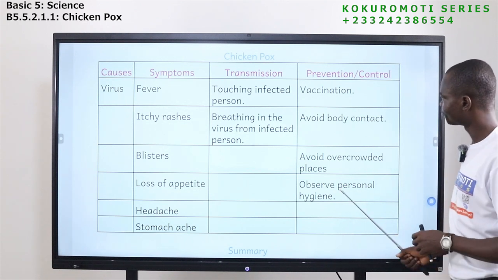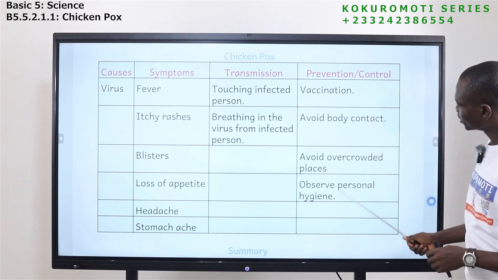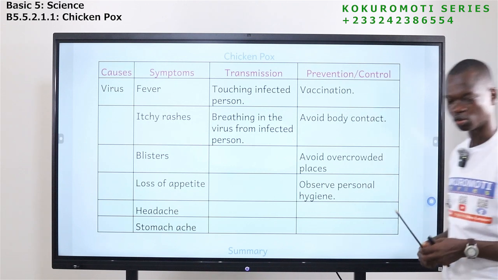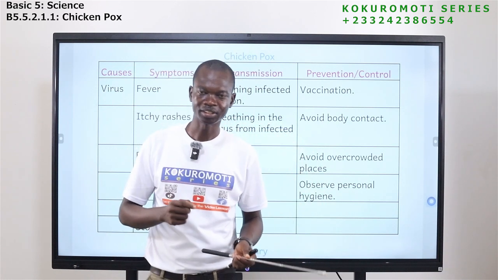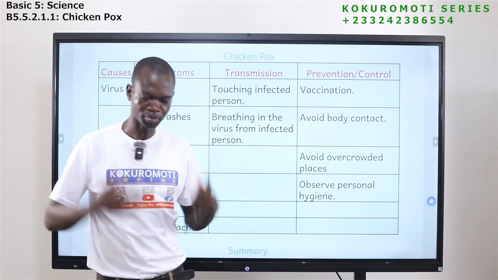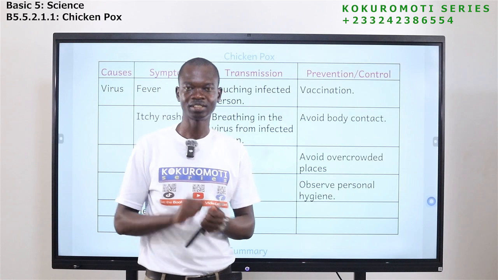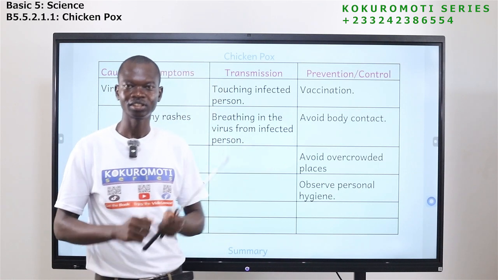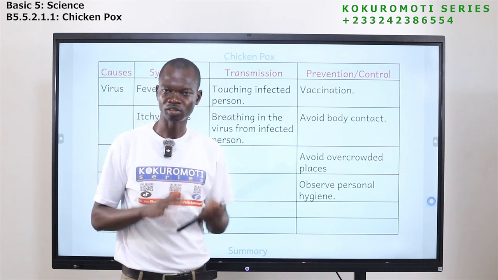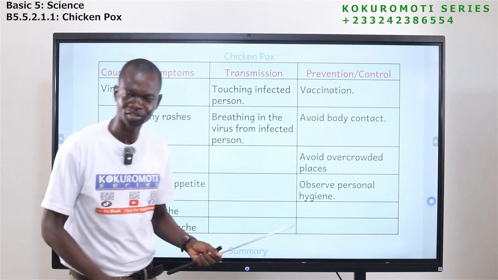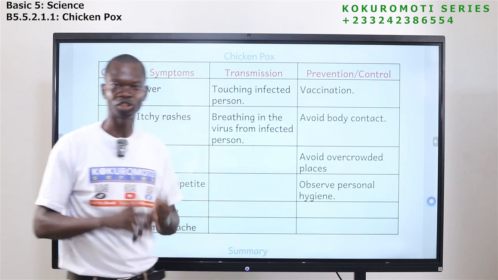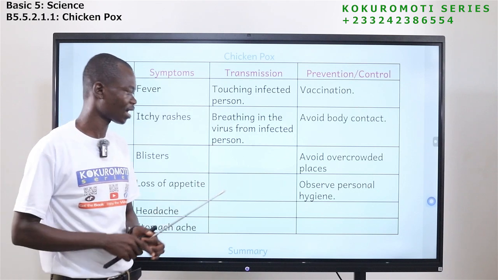4, observe personal hygiene. So you need to observe personal hygiene, like brushing your teeth, making sure all the time your dresses are washed, ironed, and your dress looks good, your hair, in fact the entire body, you make sure you keep yourself clean. That is personal hygiene.